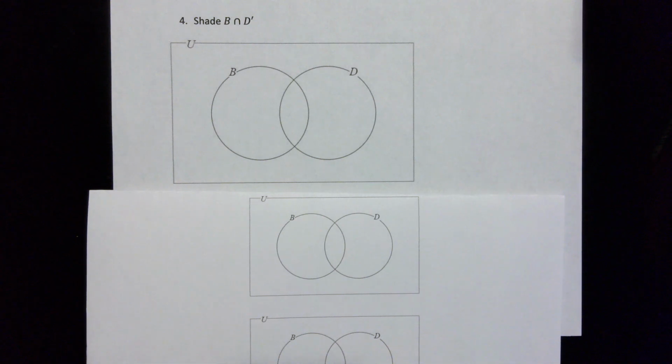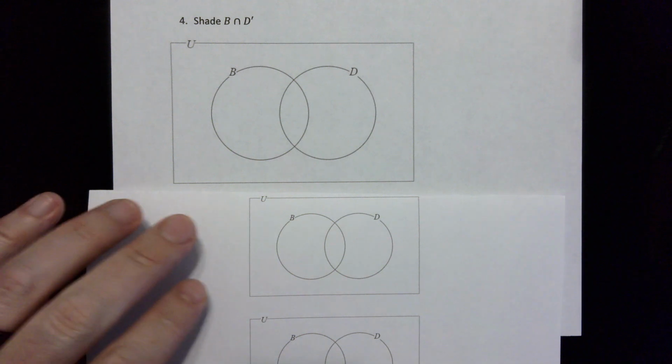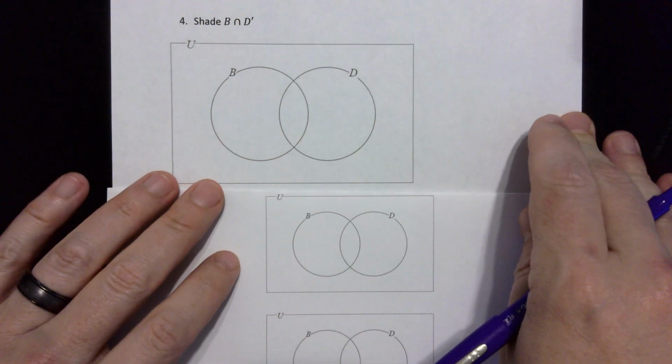Okay, on this problem, they're asking us to shade in B intersect D complement. So that's different from the first three that we just did. Those were all unions, which means if it's a union, everything that was shaded at least once will shade in our answer. Intersection, if we shade it, it has to be shaded in both. So we know what B is, and we can figure out what D complement is.